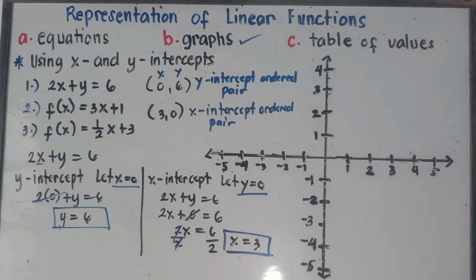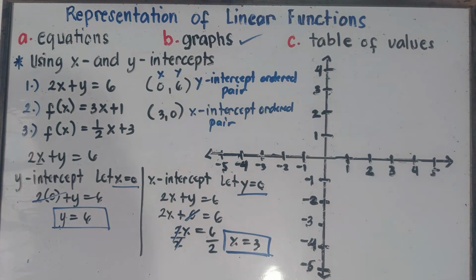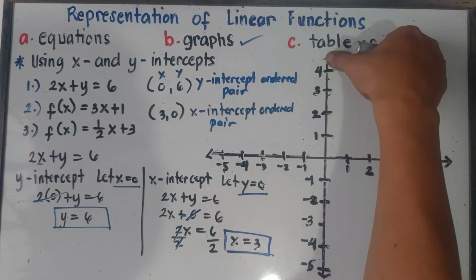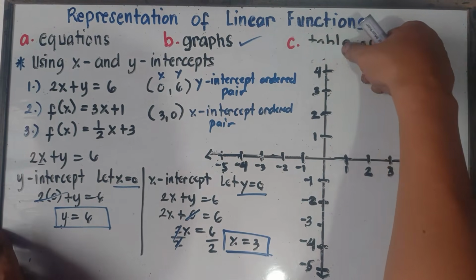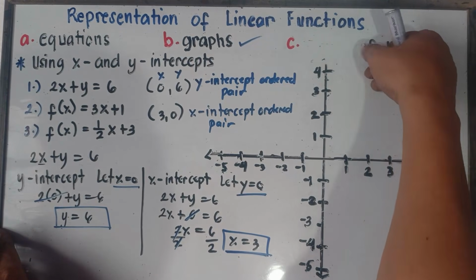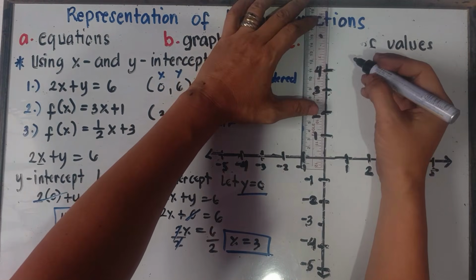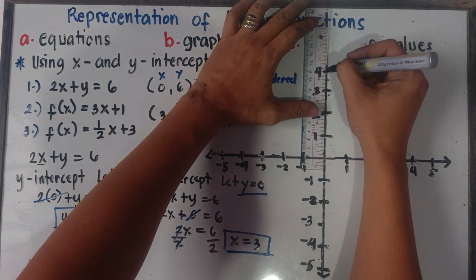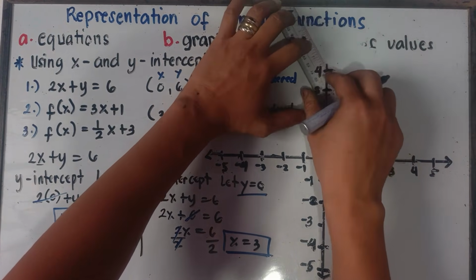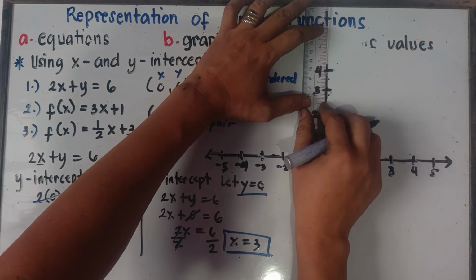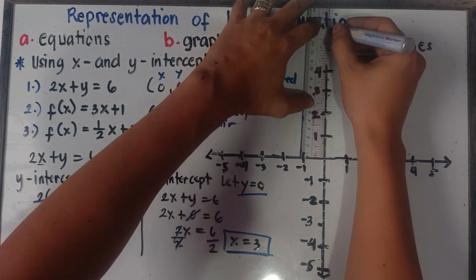Alright, so let's plot this one. 0 for x, and then y is positive 6. We don't have enough space for this one, class. So let me just extend my graph. I do apologize, class, because my graph only goes up to positive 4. So let me just extend this one. This is 8, 7 and then 6. So this one right here.